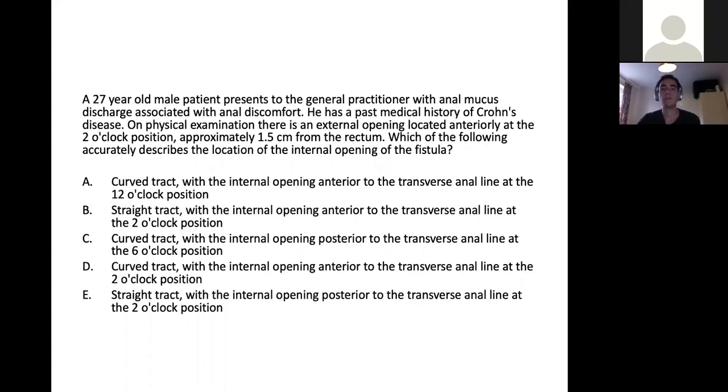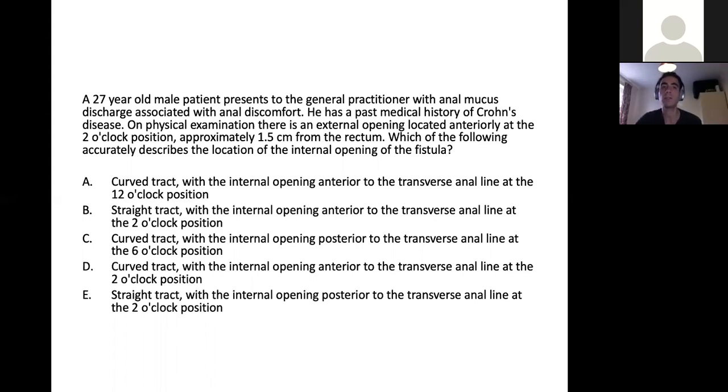Okay, so it's quite a close one. Most people have answered between D, B, and C, D being the most popular answer. Essentially, this question is about fistulas, and when we think about the direction that they travel and where the internal opening would be, we need to think about Goodsall's rule.